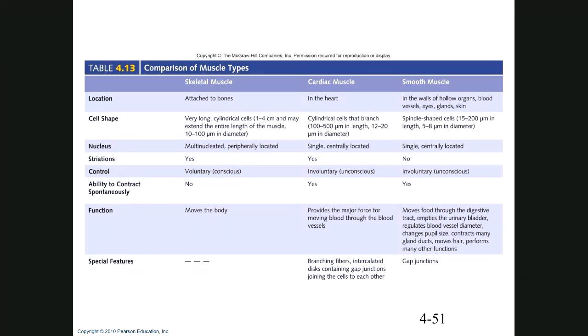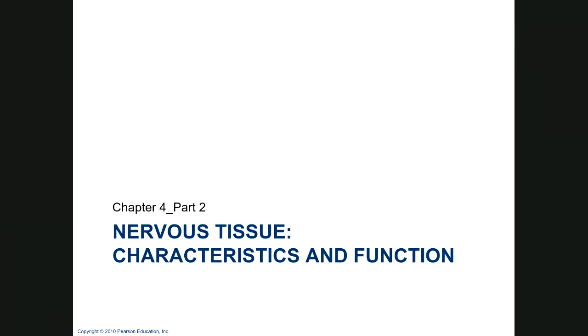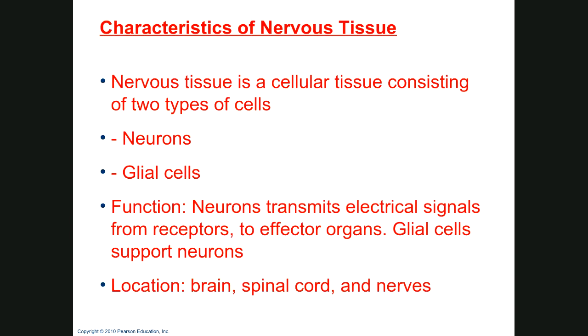If there are no questions, I'll move on to the last of the tissues right here. The last of the tissues that we have is nervous tissue. I do know we haven't covered connective; we'll do that tomorrow. But I do want to cover nervous tissue, which is a simple tissue, easy to go over. This is cellular tissue, and it consists of 2 types of cells.